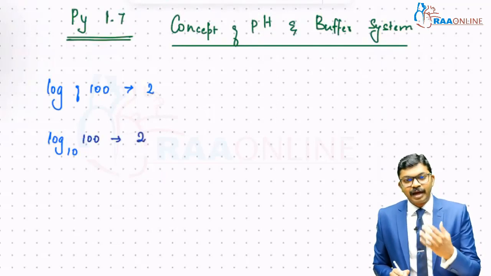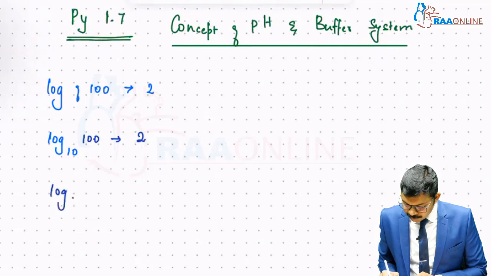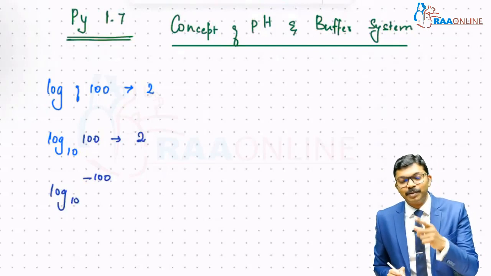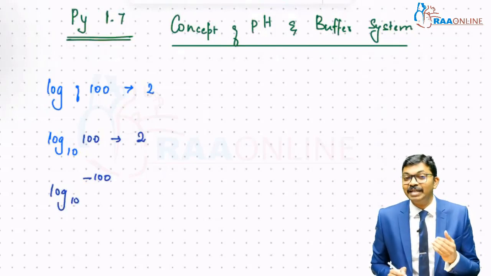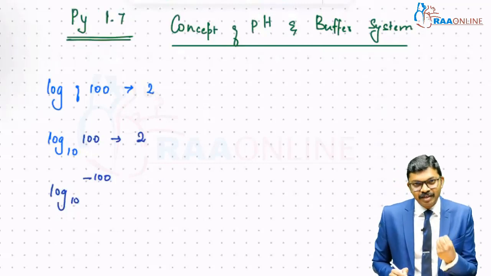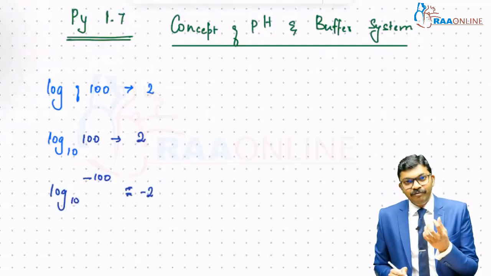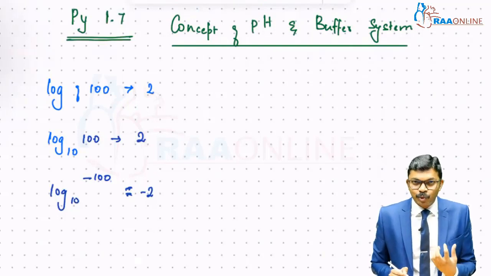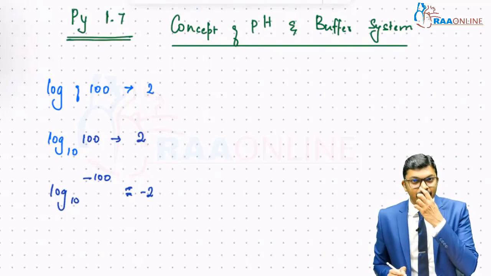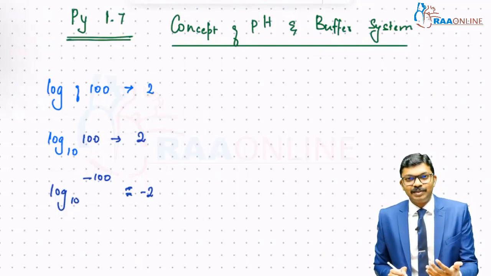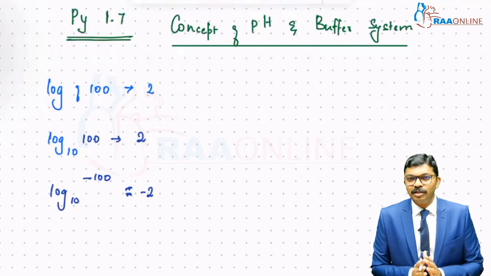Now let me ask you another question. What is going to be the logarithm of minus 100? Here you are not going to elevate 10 to 100, rather you are going to depress 10 to minus 100. So how many times do you have to depress 10, and you'll be getting a value of minus 2. If you depress 10 once, you'll get minus 10. If you depress 10 twice, you'll get minus 100. So that is how logarithm comes into the picture.